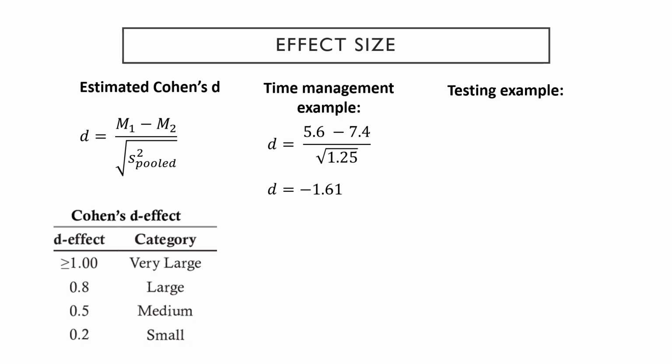Using the absolute value of this number and pulling up the table from last lecture, this is a small effect size. For the testing example, we have 21 minus 17 divided by the square root of 3.443, which gives us about 2.16, which is also relatively small.